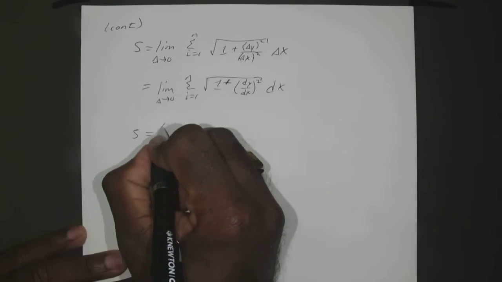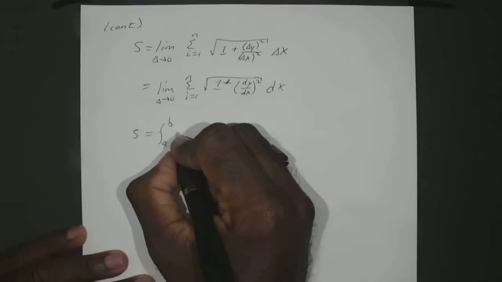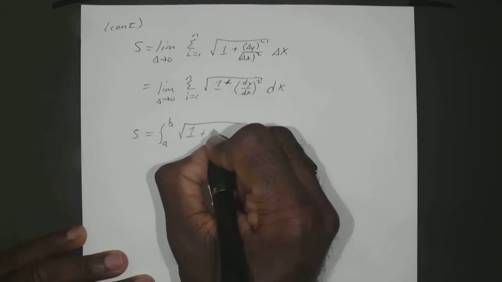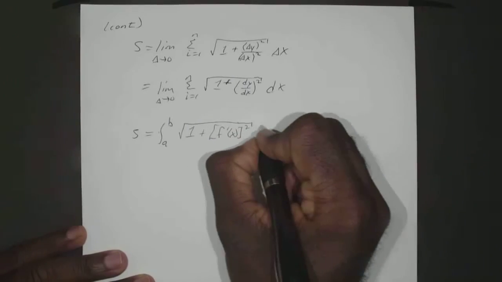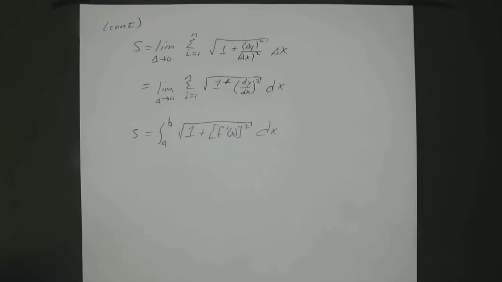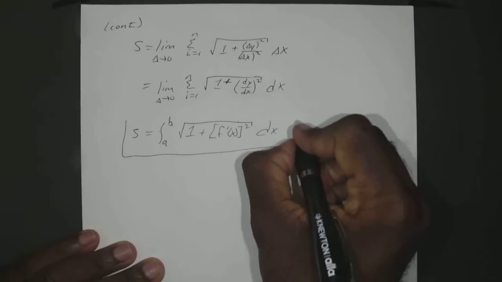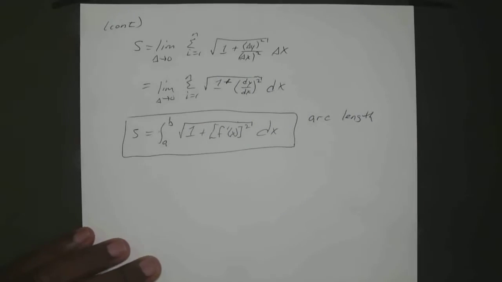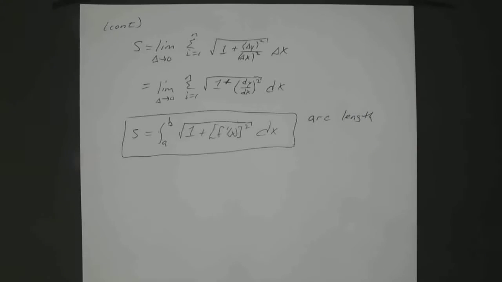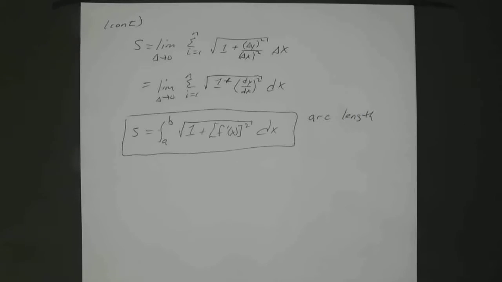Okay, so s equals the integral from a to b, square root of 1 plus, instead of dy/dx, you can put f prime of x squared, with respect to x. Okay, so that is your arc length formula. So you don't have to remember all of that stuff before that. If you have to find the arc length, just use that. Everything before that was just the journey.